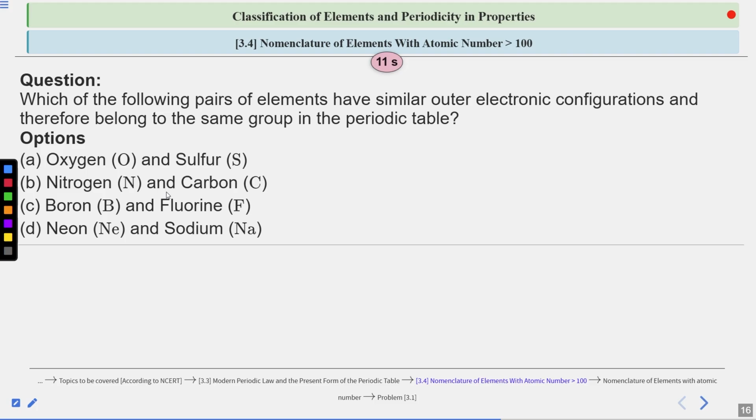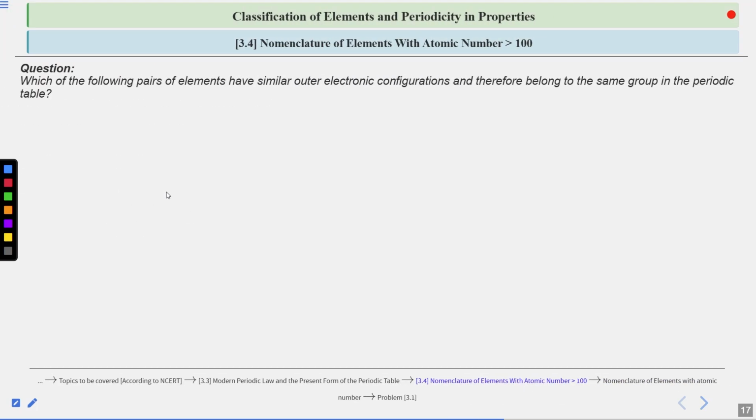Just write the electronic configuration of each of these and look at which pair has the same outer electronic configuration. So the correct answer will be option number A, oxygen and sulfur.